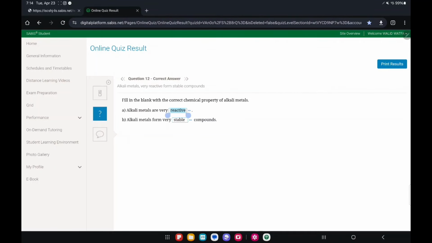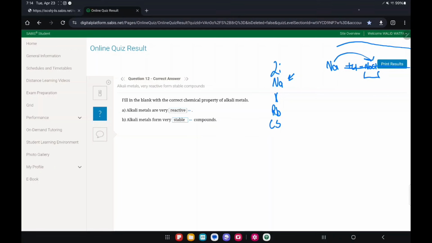Alkaline metals are very reactive because they're group 1, and if they form compounds, they're stable compounds. For example, the group 1 metals, Na, Li, Rb, Cs, these are the alkaline metals. So for example, Na plus Cl is NaCl, right? It forms a stable compound because we know NaCl is stable.